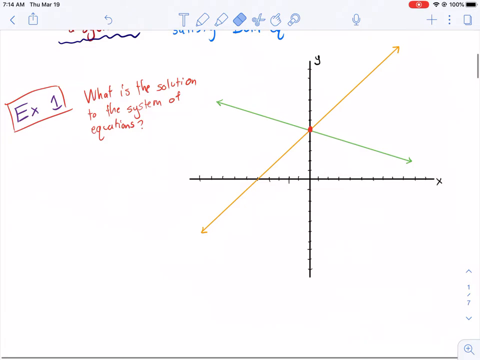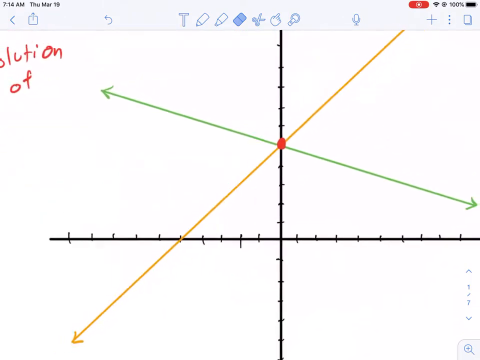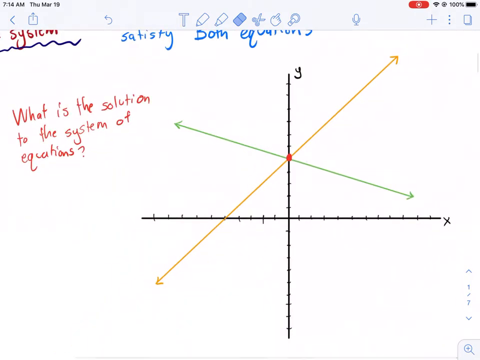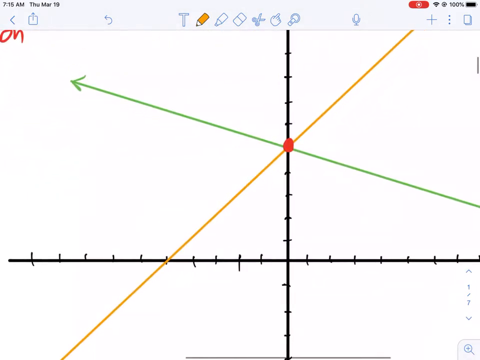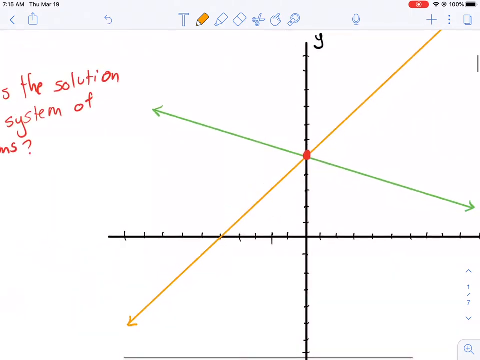So our first example is, what is the solution to the system of equations? Here we have this orange line drawn, okay? And we can come up with the equation for this orange line fairly easily. First we look at the y-intercept. The y-intercept is 5, and we're going to put it into y equals mx plus b, slope-intercept form: y equals the slope times x plus the y-intercept.